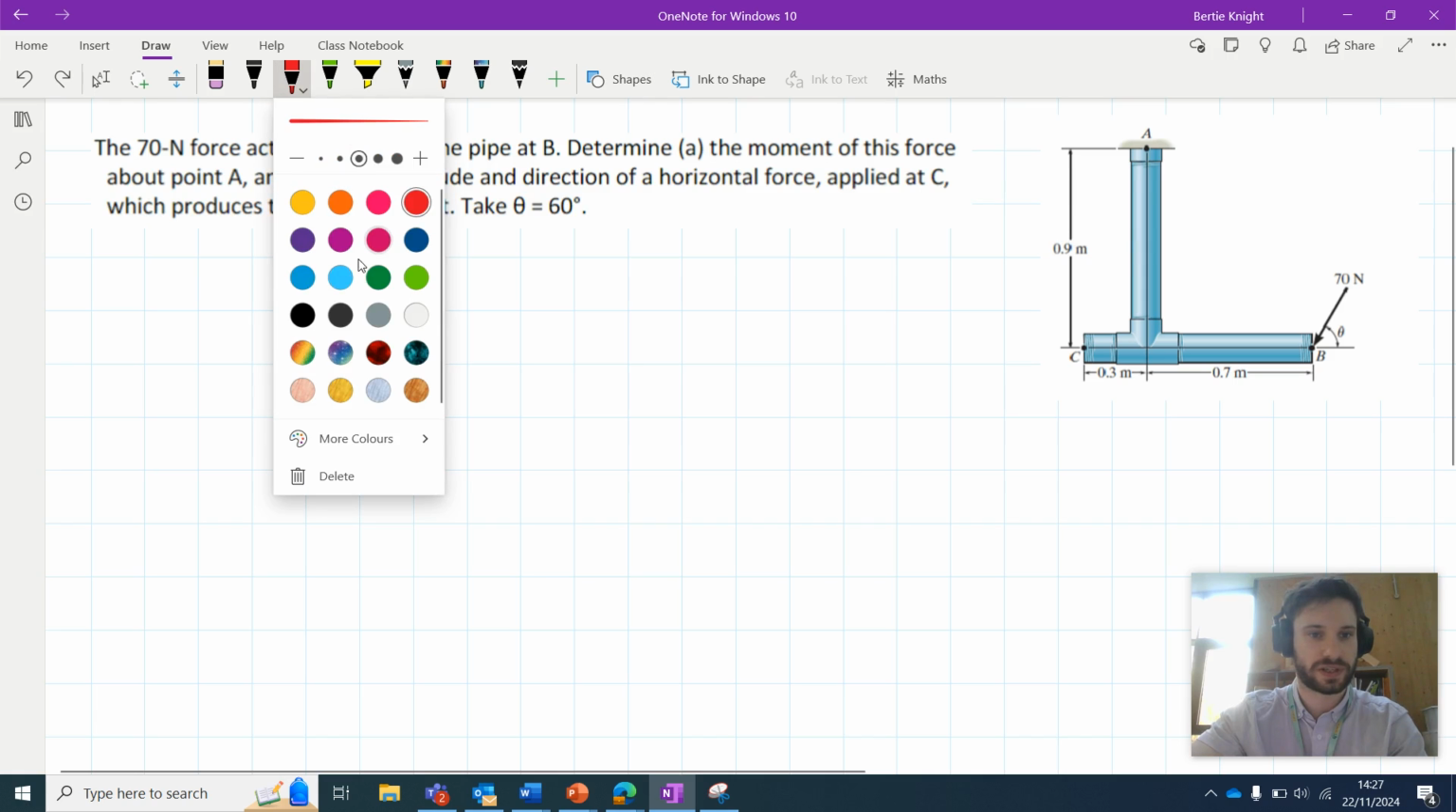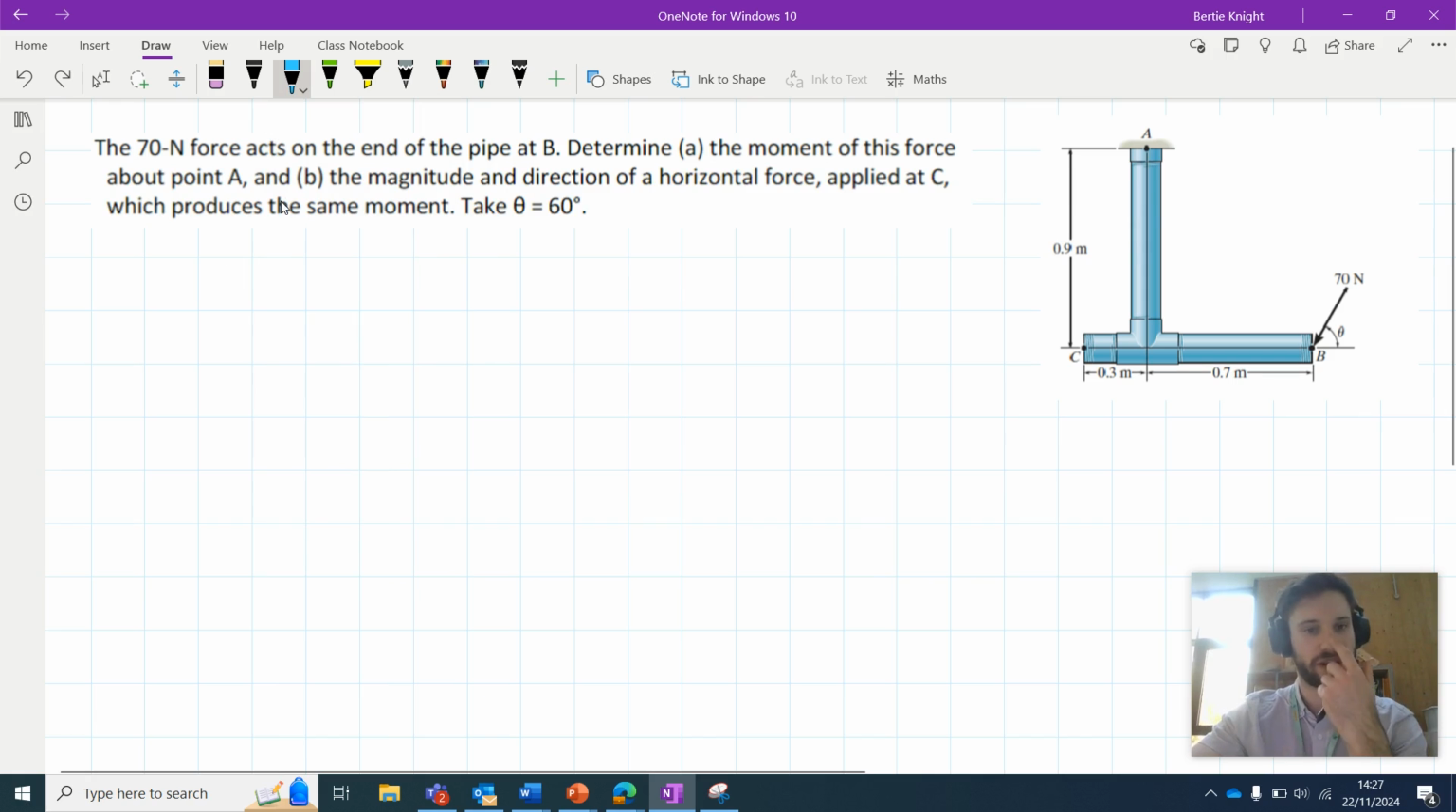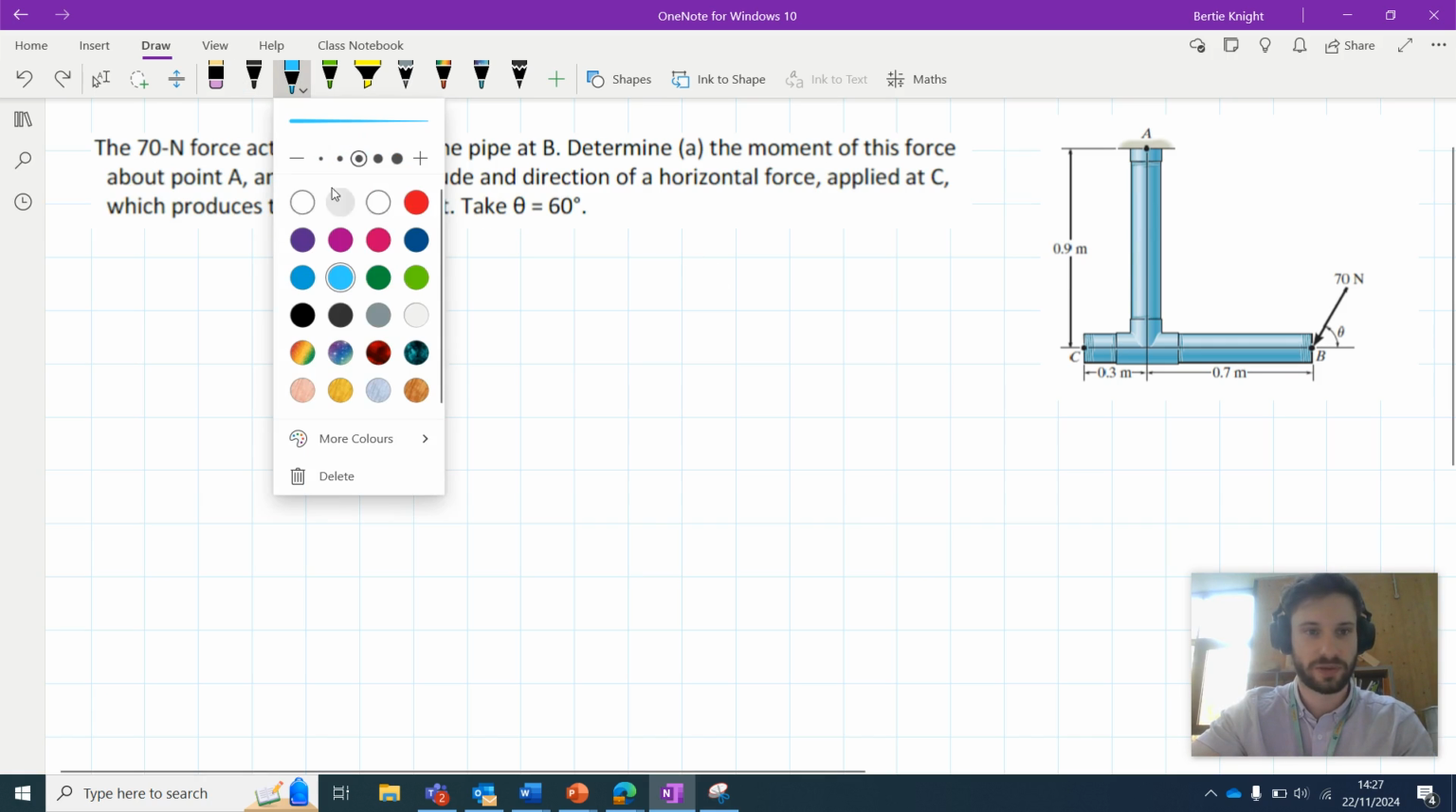We have this problem here that states the 70 Newton force acts on the end of a pipe at B. Determine A, the moment of this force about point A, and B, the magnitude and direction of a horizontal force applied at C, which produces the same moment, where we're taking this theta here to take a value of 60 degrees.